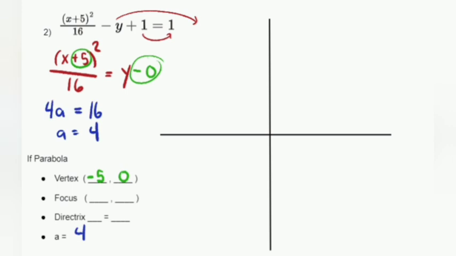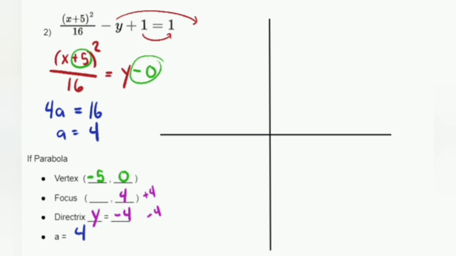According to the formula, the denominator underneath the square is what's going to tell us what a is. 4a equals whatever's on the bottom of the denominator, which in this case is 16. Divide both sides by 4, we get a equals 4. Since the y was the one that is not squared, that is the one we're going to change.